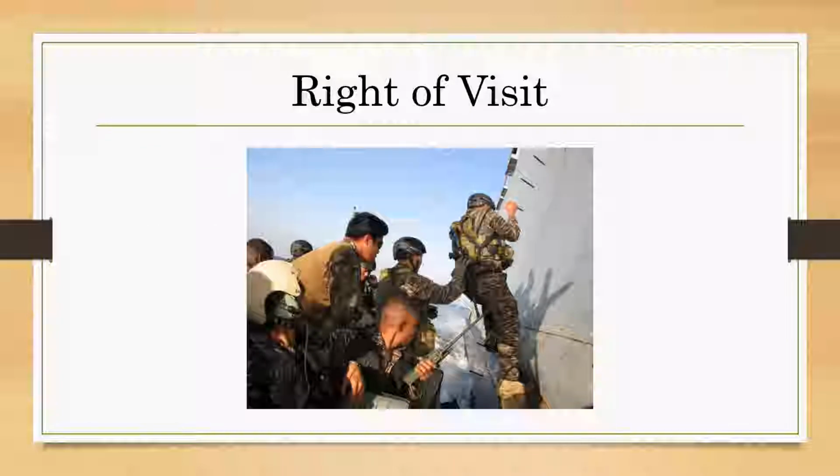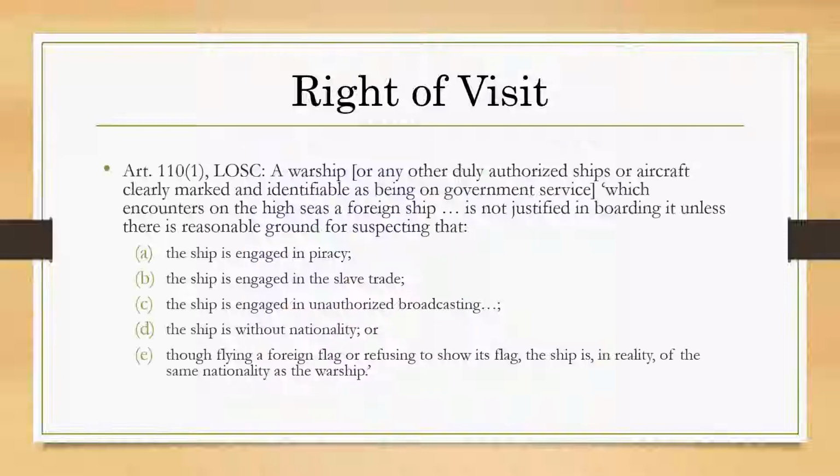So, right of visit. We talked about the right of visit on the high seas. This is the opportunity for government vessels to intercept, board and inspect vessels that they suspect to be engaged in a very specific list of activities. One is piracy, one is the slave trade, one is unauthorized broadcasting, another is being without a nationality, and the other is a rather obscure one, where the ship is not showing its flag but in reality it's the same flag as the arresting ship.